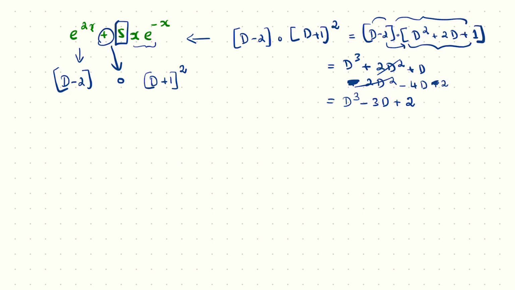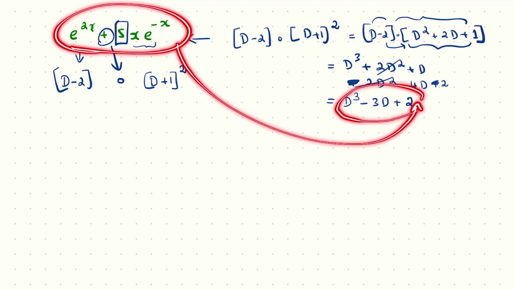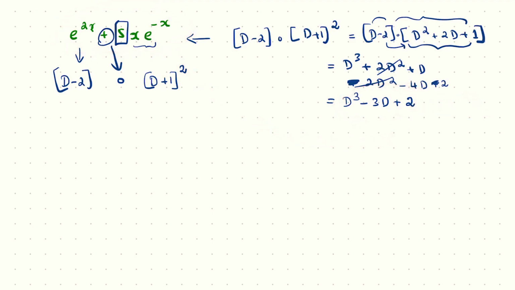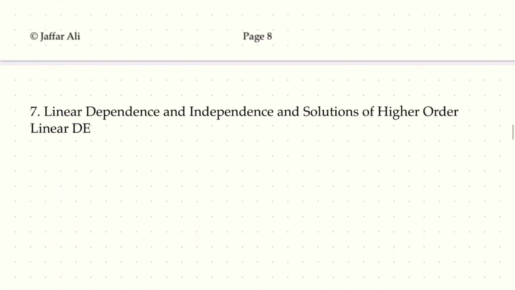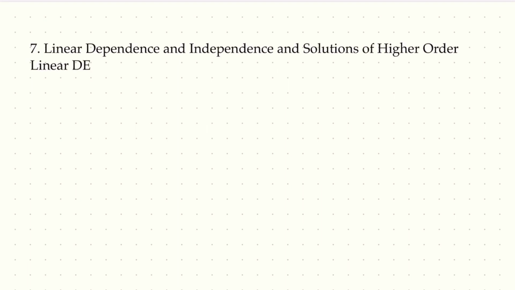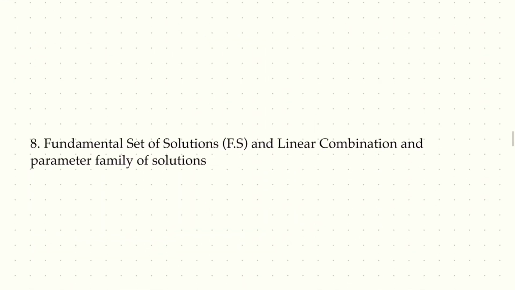That will be the operator for that one. So basically, if you feed this function to this operator, that's going to make it into a 0. So you can work with it and figure out all that. All right, so that's how we find the annihilator. We'll talk about linear dependence, independence, and solutions of higher order linear differential equations in the next video.